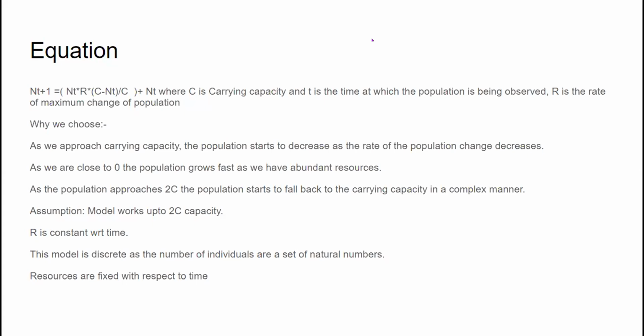And then what we plan to do is that we realize that as the population goes closer and closer to the carrying capacity, the rate of change of the population should decrease slowly.